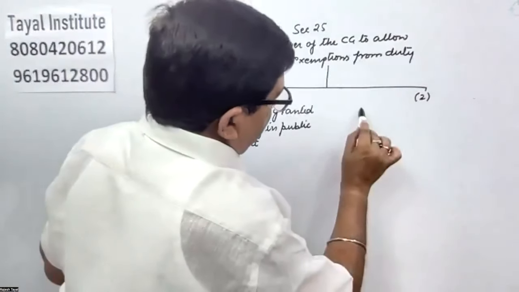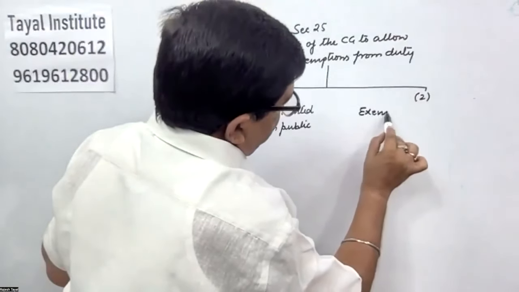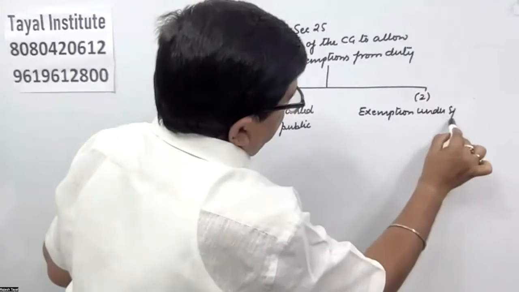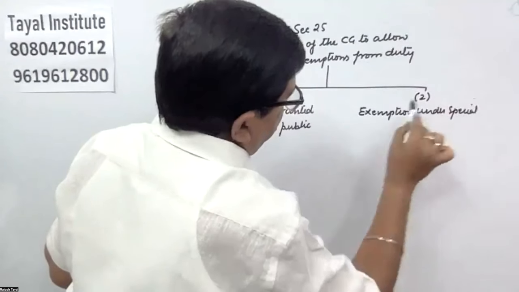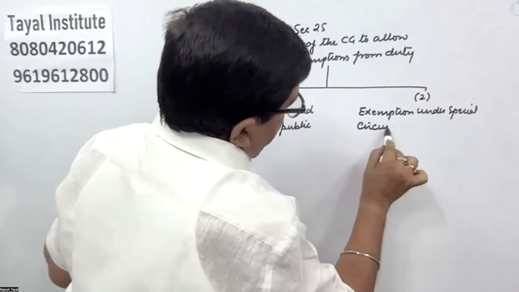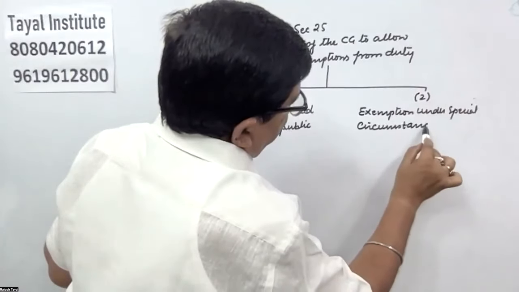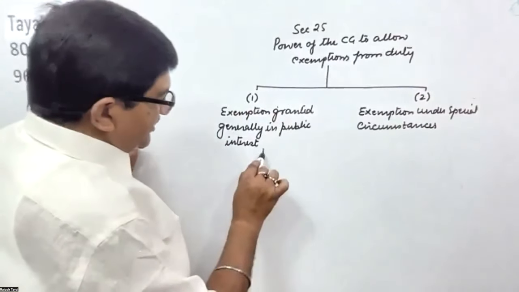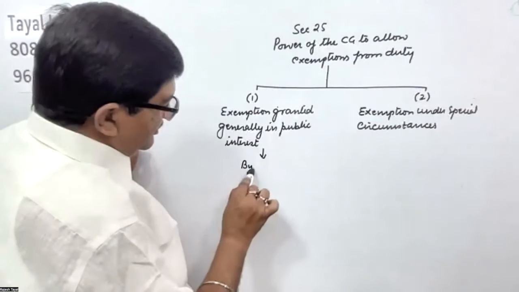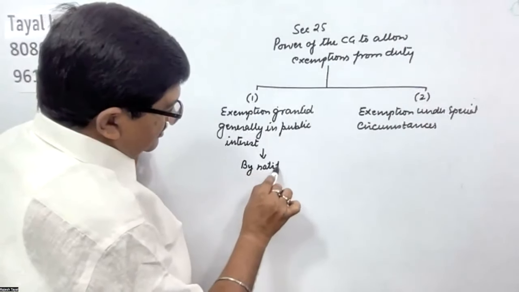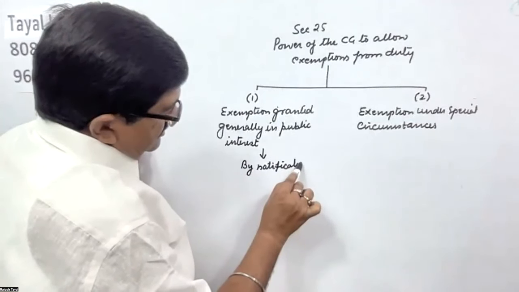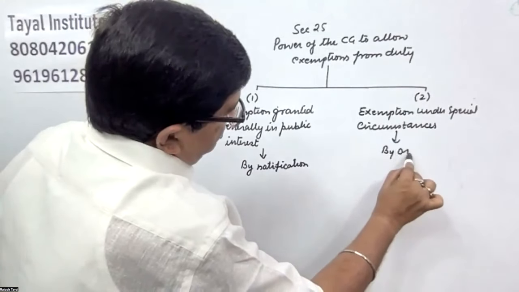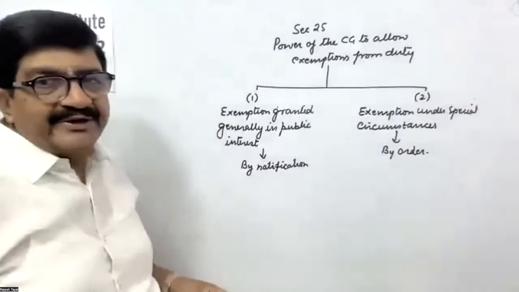Under subsection 2, this is exemption under special circumstances. So this exemption is granted by notification. And this is by order.